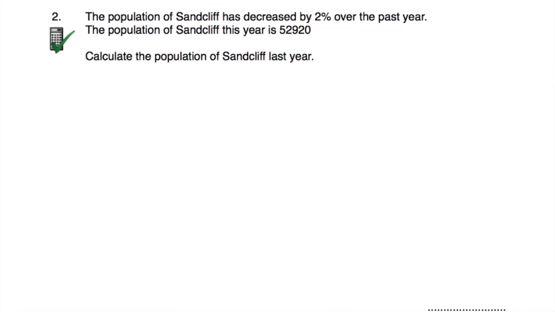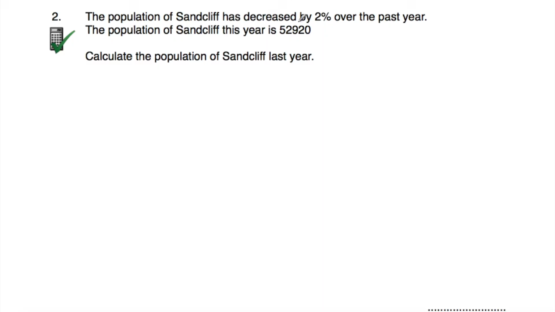In terms of our question number 2, we're told the population of Sandcliffe has decreased by 2% over the past year. The population of Sandcliffe this year is now 52,920. The question says calculate the population of Sandcliffe last year. So we want to go back and find the original amount. So we're doing a reverse percentages question. We're finding the original amount.